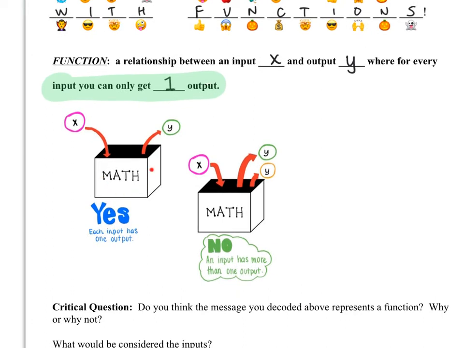Imagine this box as some type of math that's happening to your numbers. So you put the number in the box, something happens to it. Maybe you're adding 2, maybe you're multiplying, maybe you're doing something even crazier, and then you're taking a number out. If every time you put a number in, it's only possible to get one number out, then yes, that would be a function, because each input has only one output. In this example, we can see that we're putting in an input x, but we're getting out 2 different outputs, and so that would be an example that is not a function.